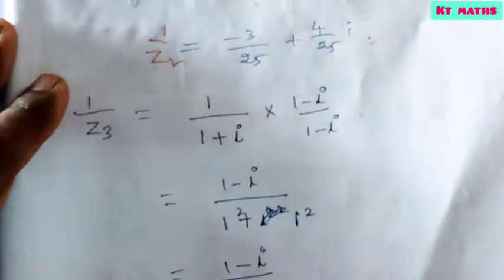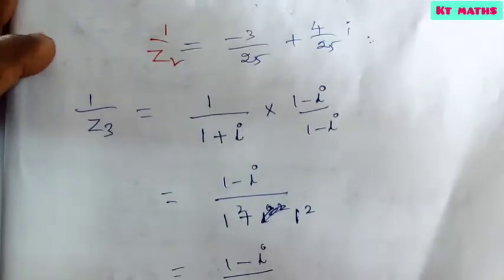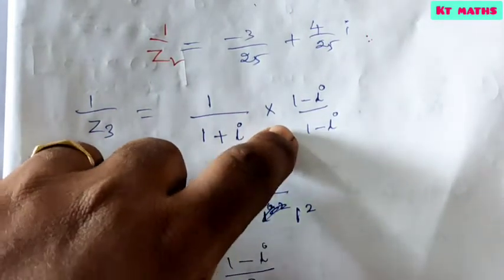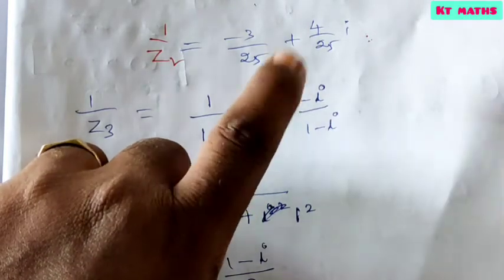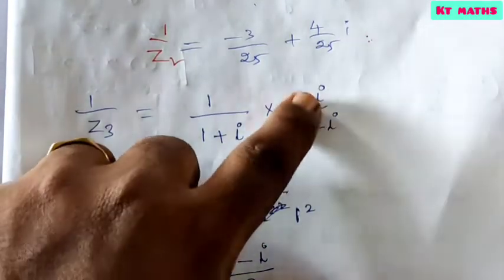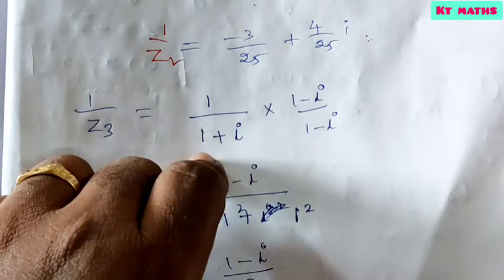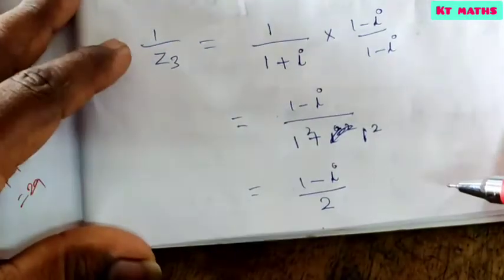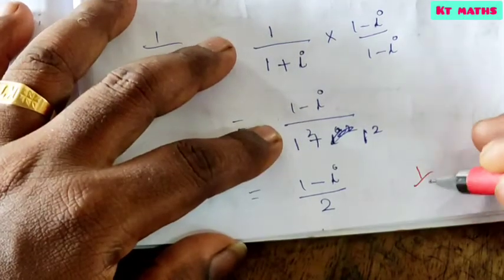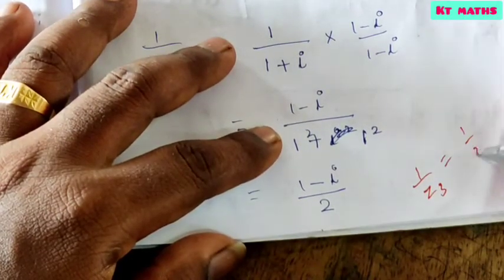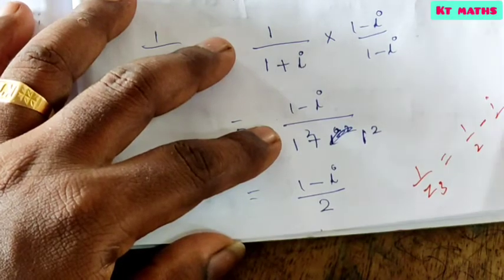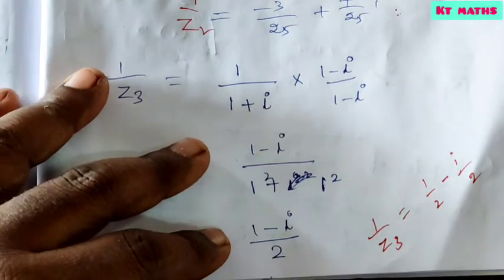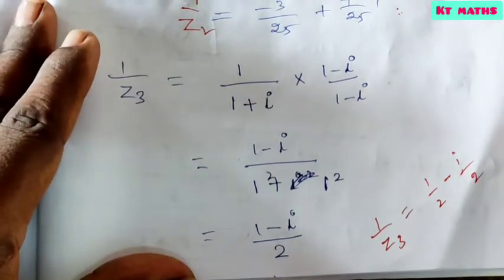And the third subdivision is 1 by z3, the multiplicative inverse of z3, that is 1 by (1 plus i). We multiply numerator and denominator by the conjugate 1 minus i. So (1 minus i) into 1, over (1 plus i)(1 minus i), which is 1 squared plus 1 squared, which is 2. So (1 minus i) by 2. The multiplicative inverse of z3, 1 by z3, equal to 1 by 2 minus i by 2. So now exercise 2.3 is completed.